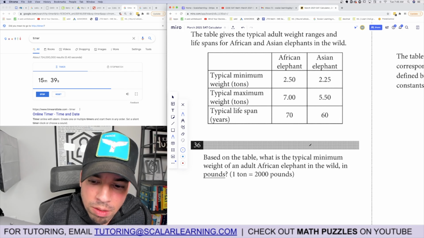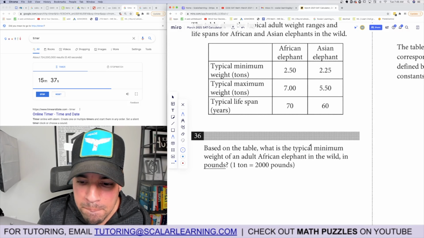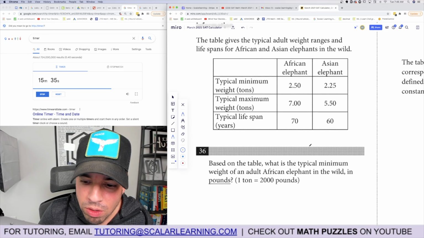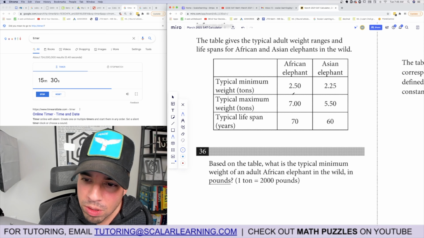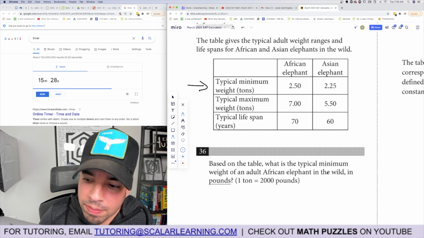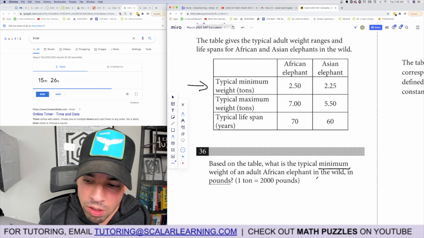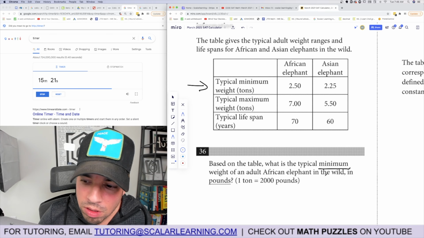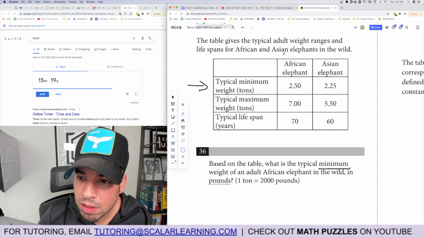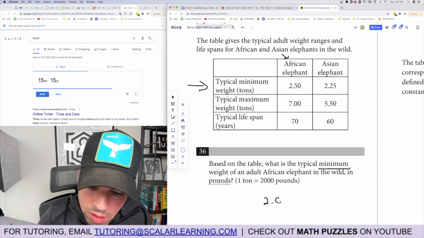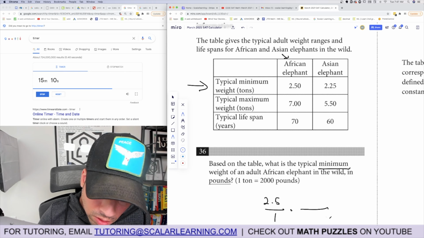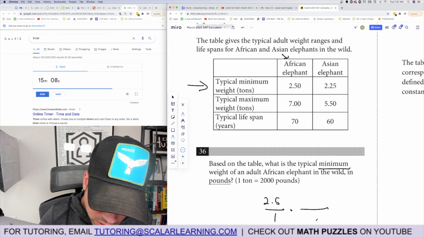Typical lifespan, wow, I wonder if that's true. That's pretty good. Based on the table, what is the typical minimum of an adult African elephant in the wild in pounds? African. So 2.5 tons. But they want it in pounds. So this is in tons.